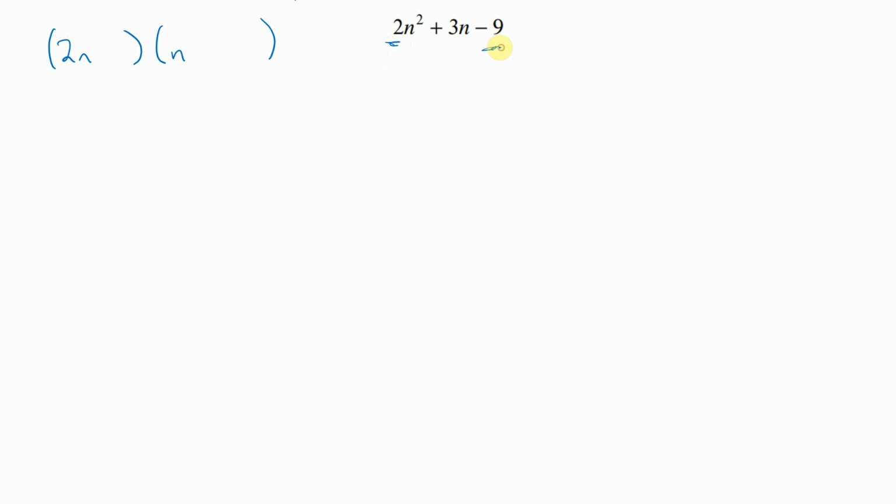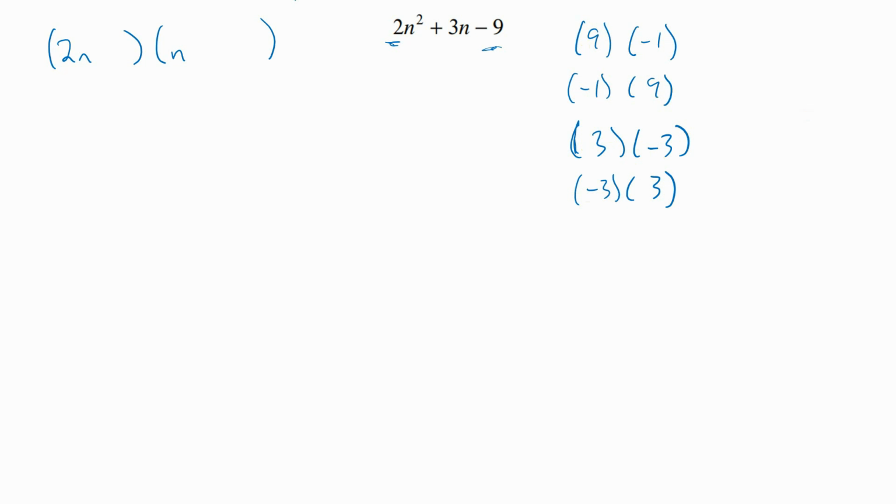Step number 2 is, how do I get -9? I'll write out the factors on the right side this time. So that could be 9 times -1. It could be -1 times 9. Remember, order matters. And the only other way I can think of off the top of my head is going to be 3 times -3. And of course, order matters, so -3 times 3 would also work. Off the top of my head, I can't think of any other way to get to a -9.